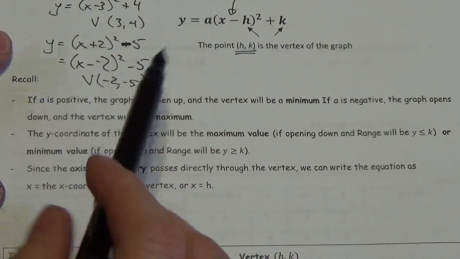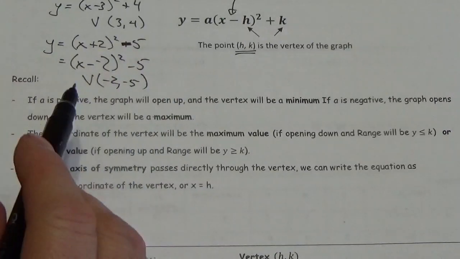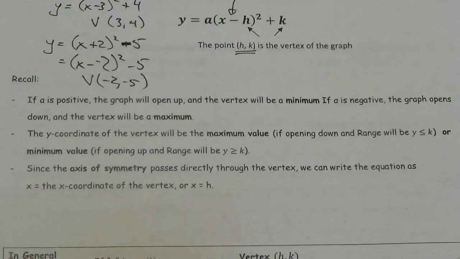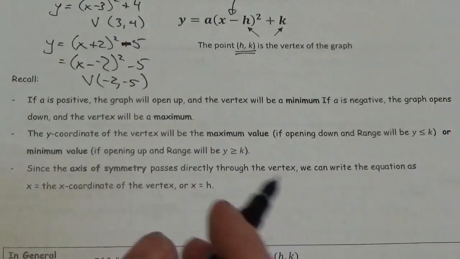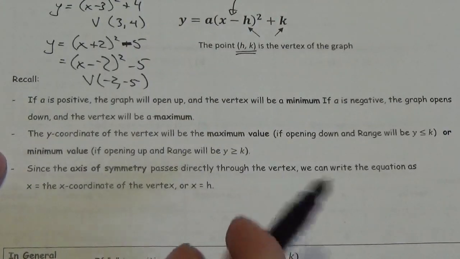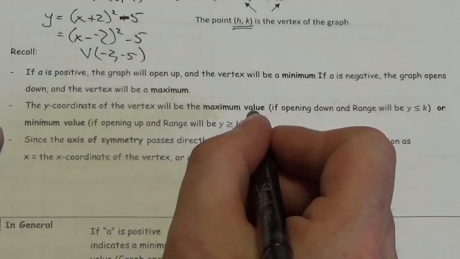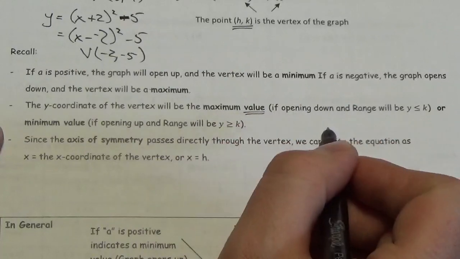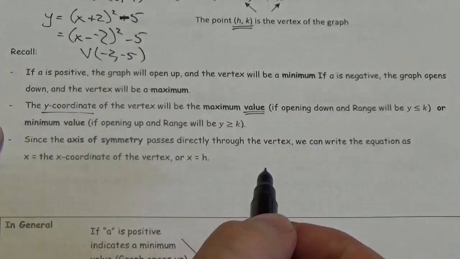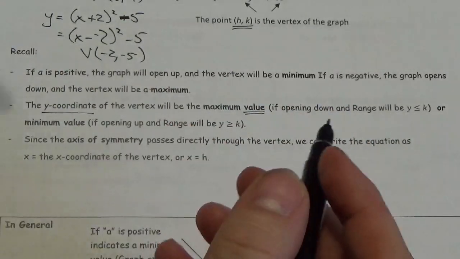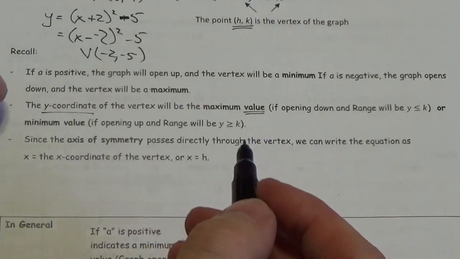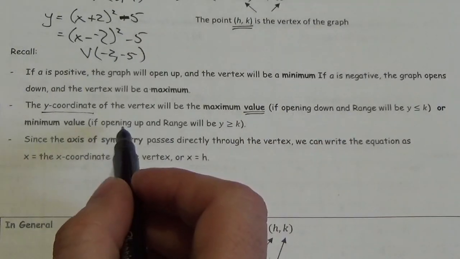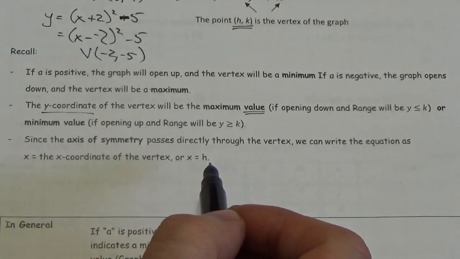Now, just a few other things here to note. If a is positive, so if that coefficient out front here is positive, then the parabola opens up, and the vertex is going to be a minimum. If it's negative, it's going to open down, and that vertex will be a maximum. So when I ask you for the maximum value, I'm asking you for the y-coordinate of the vertex if it opens down. And if I ask you for a minimum value, I'm asking you for the y-coordinate of the vertex assuming it opens up. Okay?